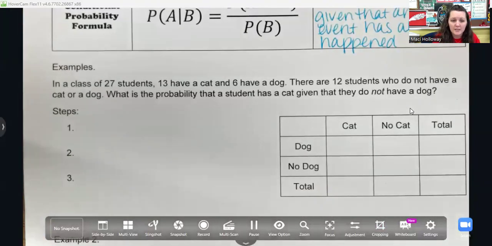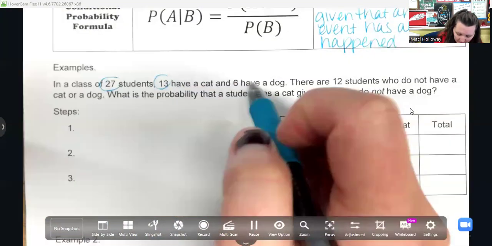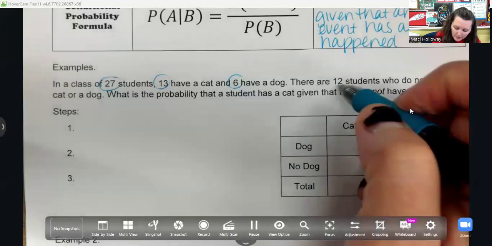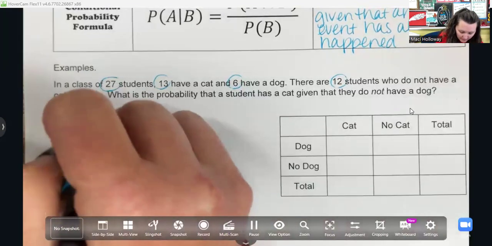So in a class of 27 students, 13 have a cat, and 6 have a dog. There are 12 students who do not have a cat or a dog. What is the probability that a student has a cat given they do not have a dog? So the first step here is to fill out the table.